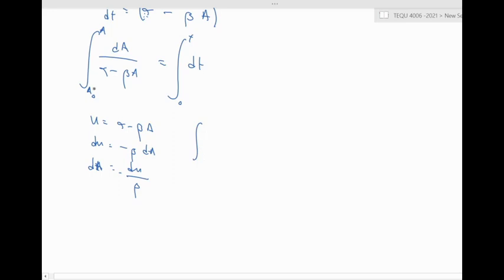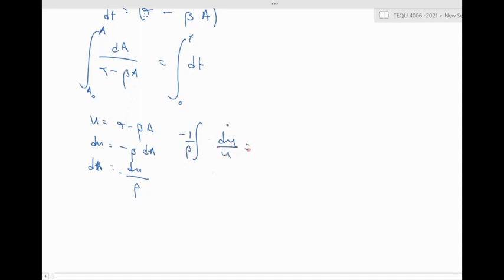I will not worry about the limits because I will eventually recover my original variables. So hold your horses there. Don't despair. Help is on the way. So what is dA? dA is minus dU over beta. I can put the beta here. In fact, I can put the negative outside as well. And alpha minus beta A, oh, that's the definition of U.